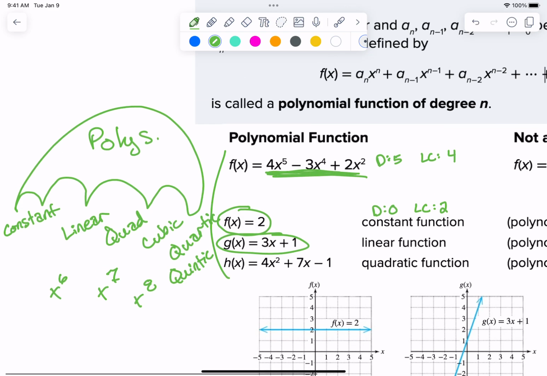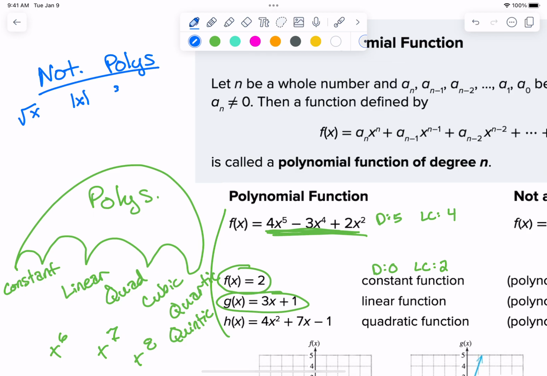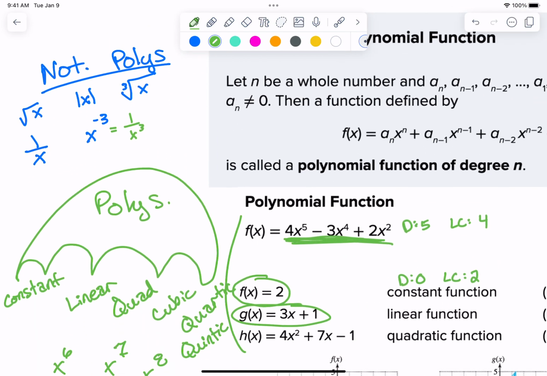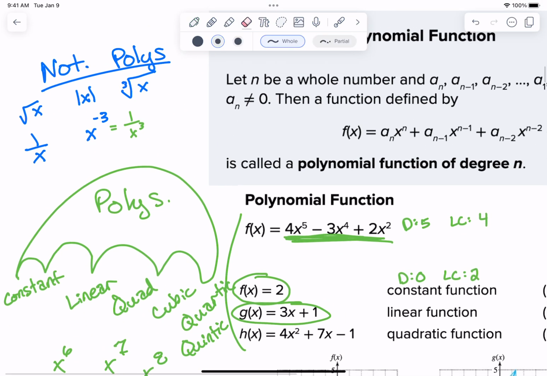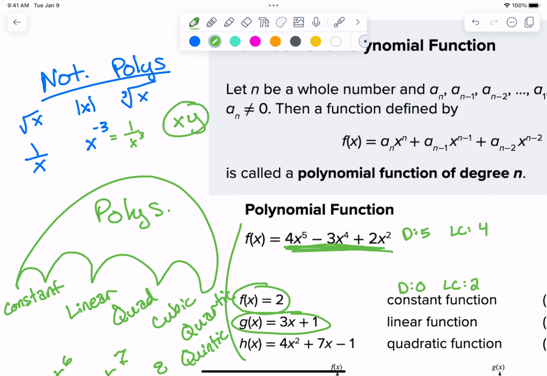What does not live under that umbrella is things like square roots. So put this up here. Not polys. Not polynomial functions are square roots, absolute values, cubic roots, 1 over x. Also, x to the negative 3rd power is not a polynomial. How come x to the negative 3rd power is not a polynomial? This equals 1 over x cubed, not polys. Also not a polynomial function in one variable: they will say something like x times y. That's not a polynomial, because there are 2 variables going on there.